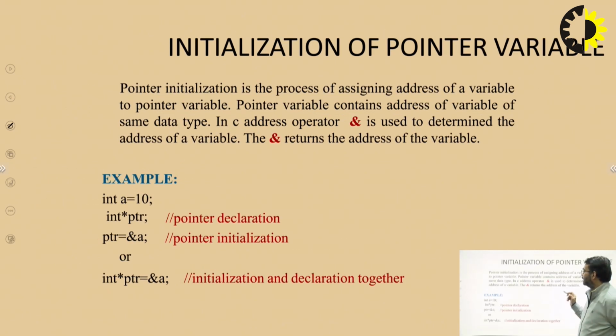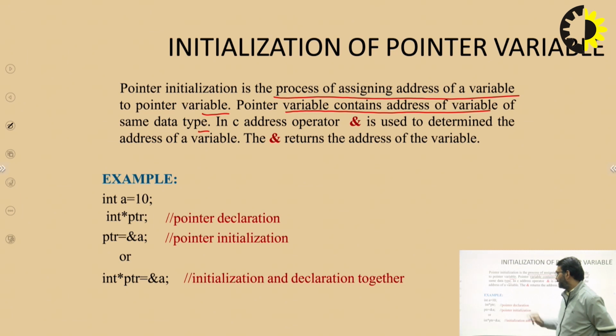After declaration, we have to initialize a pointer. Every variable first has to be declared, and after that initialized, because a pointer contains the address of another variable. So in the initialization we have to give the address of another variable. So pointer initialization is the process of assigning the address of a variable to a pointer variable. A pointer variable contains the address of a variable of the same data type. It means whatever variable we have, the address of that variable will be assigned to the pointer.